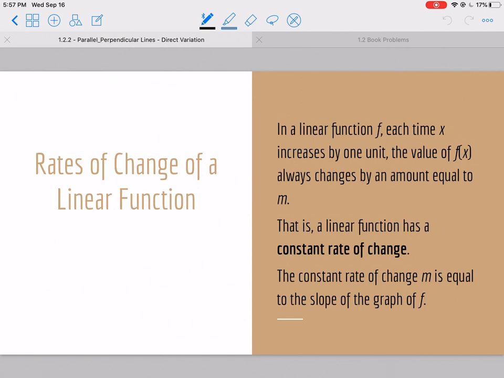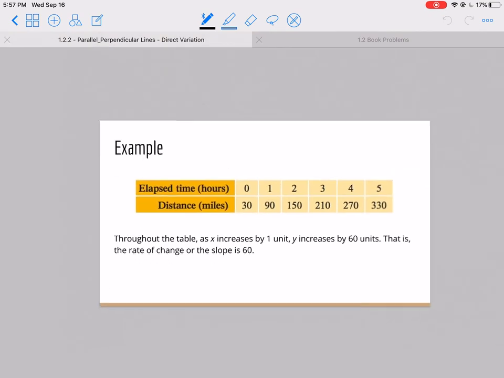Okay, rates of change of a linear function. Just to remind you guys, any linear function has a constant rate of change. So that just means the rate is not changing or fluctuating at all. So for every unit that you increase in x, the same amount of units in y, a consistent amount of units in y, is going to have to increase. So it's not going to increase by one amount and then change and increase by another amount, which you guys probably already know or remember.